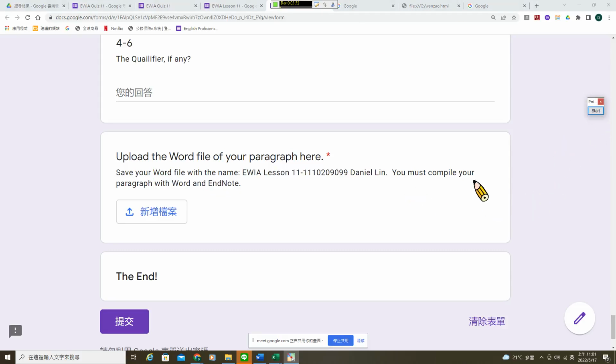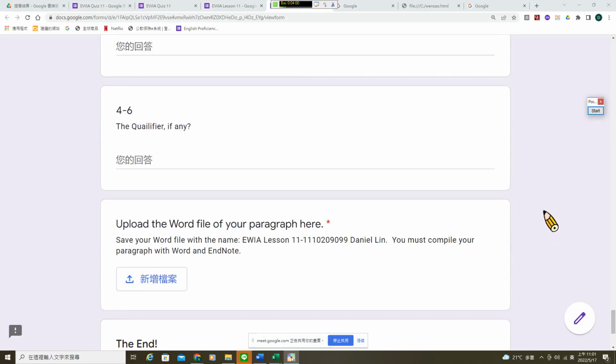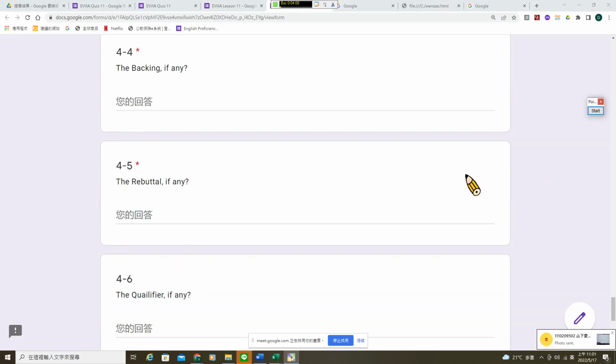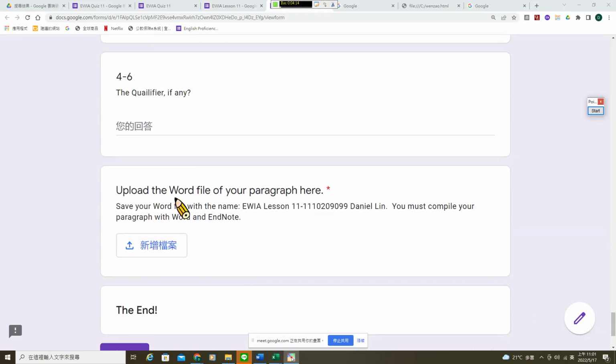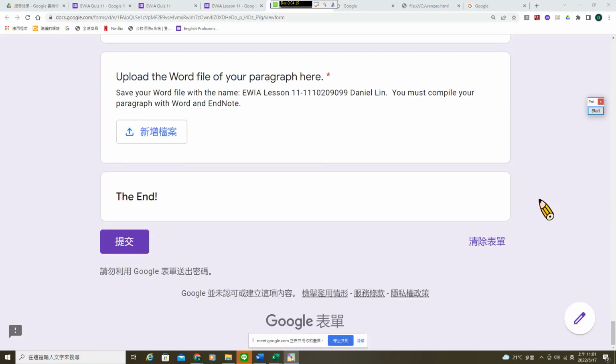And the next 1 hour I will just leave to you, and you can write your own paragraph. First, open your Word and start to write your Toulmin model-based paragraph. Then copy and paste all the different components here and upload your file here. The due date for this assignment is Saturday, midnight. Remember, Saturday, midnight, not Sunday. You have to post your answers here.